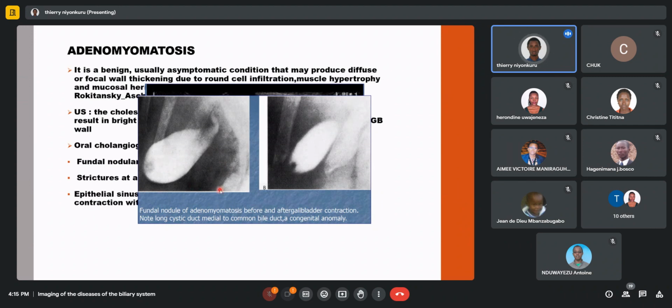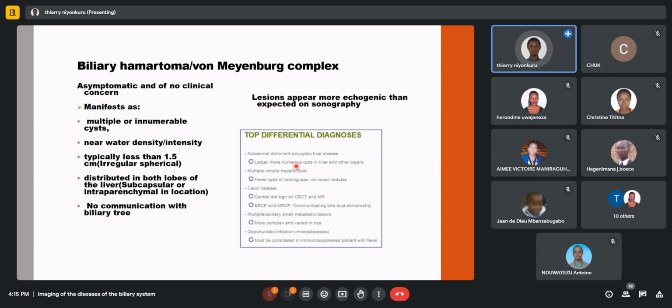On the fundus, you can see an area that is more hypointense, which is a fundal nodule, shown before and after gallbladder contraction. So there is this persistent focal lesion where there is no contrast filling, which is also suggestive of adenomyomatosis. There is biliary hematoma.